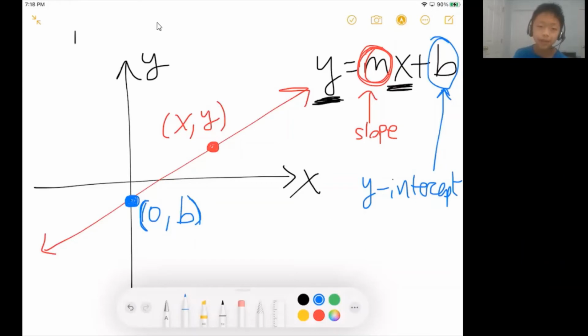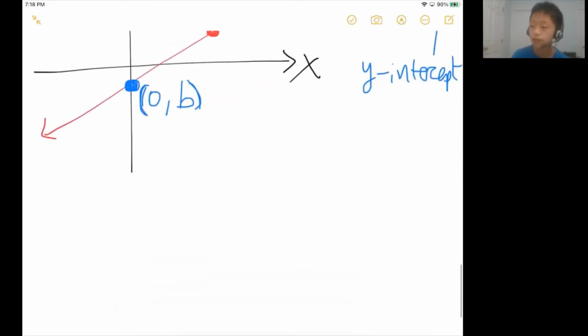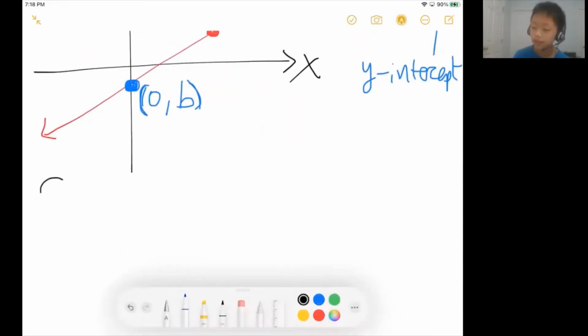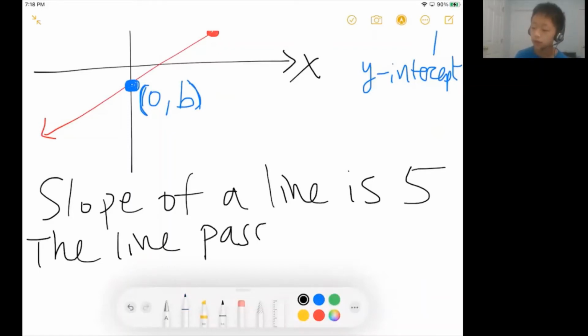So let's look at some specific examples just to make it more clear how this works. So let's say we knew that the slope of a line was 5, and let's say the line passes through the point 0 comma 9.